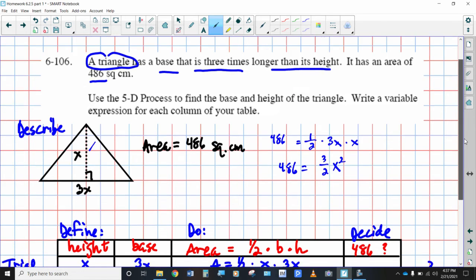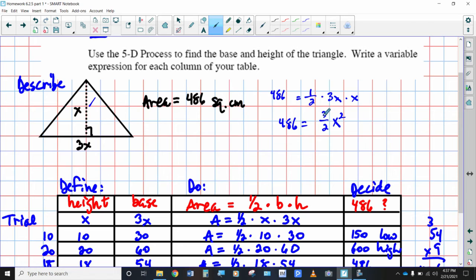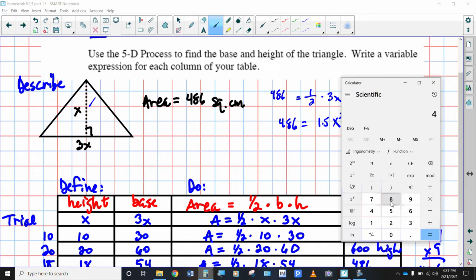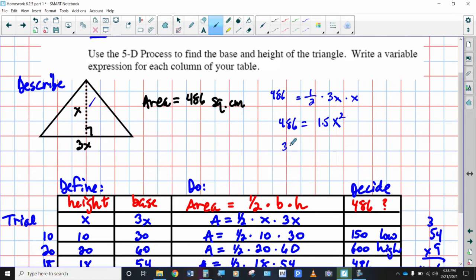So now, what do we do here? Now we have to divide each side by, in fact, let me change that to 1.5 just to make life a little easier for you here. And then I can use my calculator and say 486 divided by 1.5 is 324. 324 is equal to x squared.